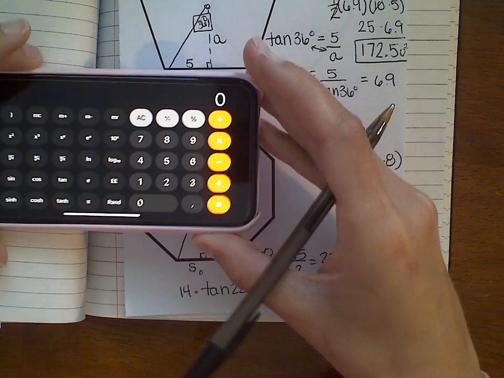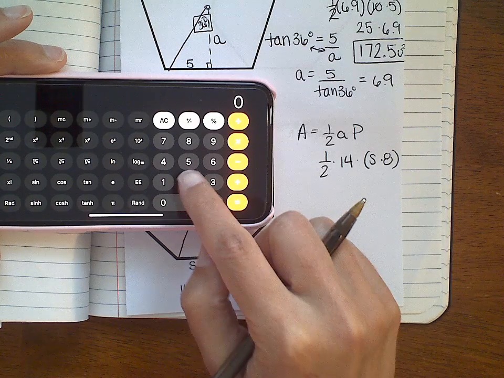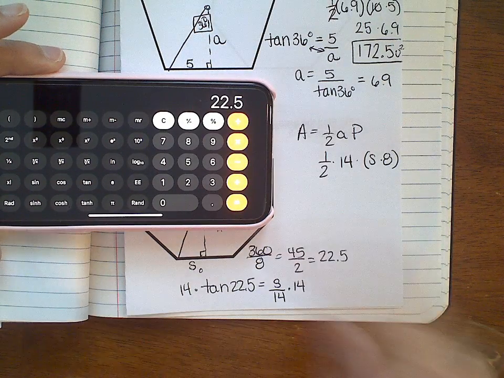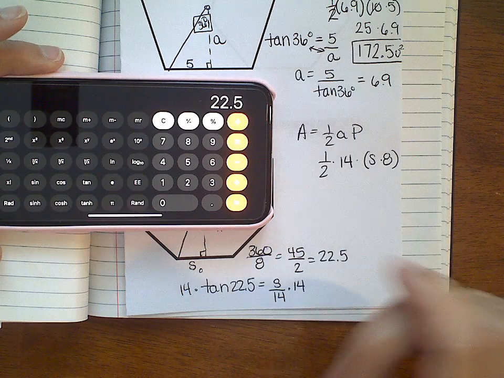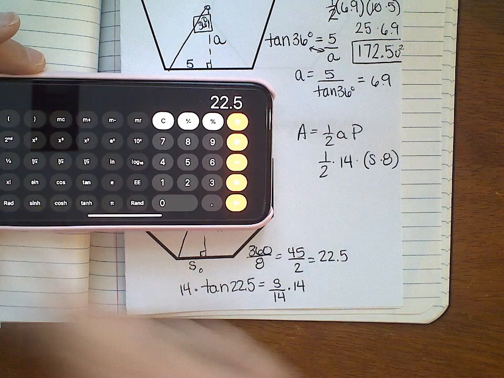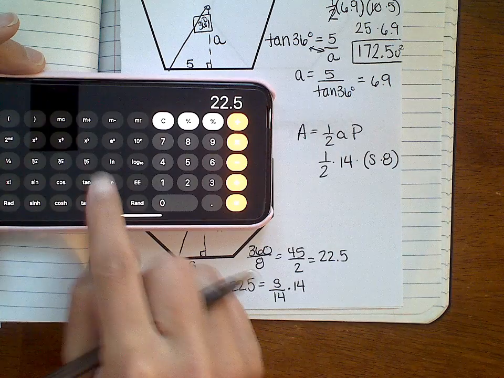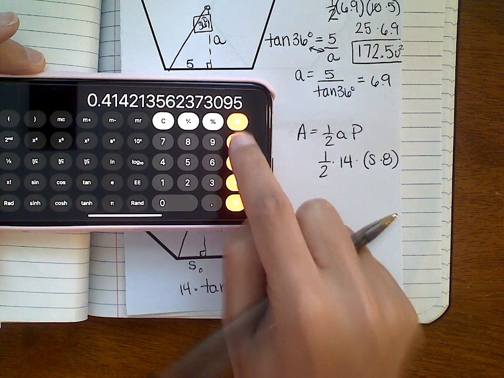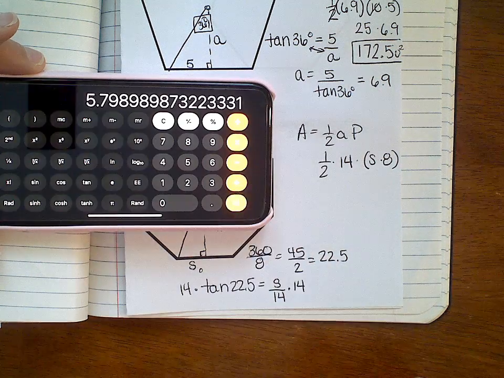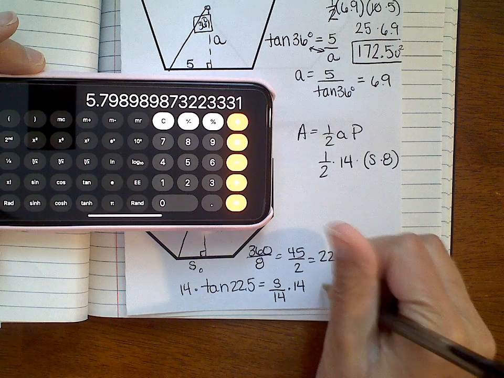Now if you remember, if you're on an iPhone, which for whatever reason, like on that previous video, I couldn't get decimals to work. I don't know why. I have to type it in backwards on my iPhone. So 22.5 tangent, and then times 14. So we get 5.8-ish, we'll go with.